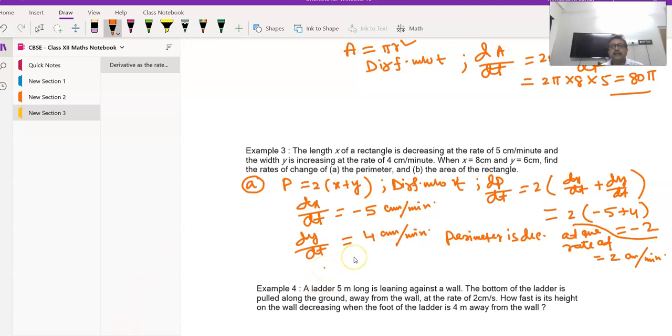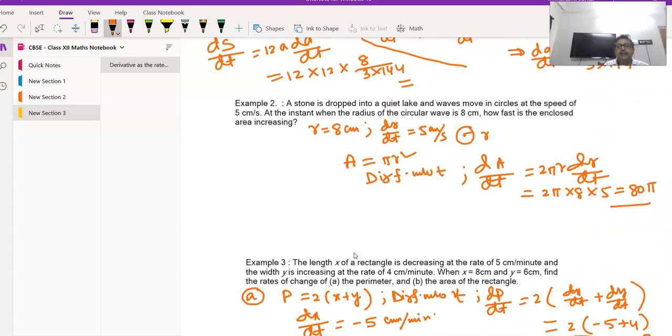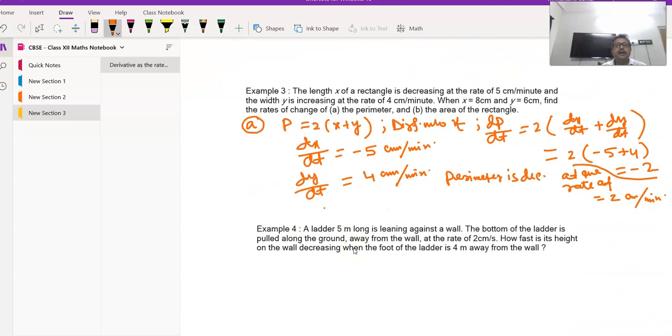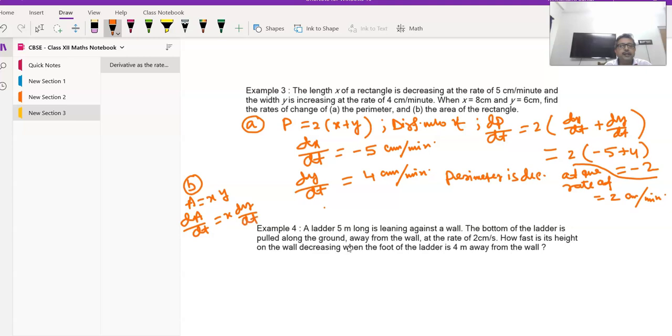Now another part is there, that when you are going to consider how the area of the rectangle is changing, the rate of change of area, you need to put it in this manner. For the second part you put A equal to what? X into y. So dA by dt will be x dy by dt plus y dx by dt, and again we need to substitute those values.